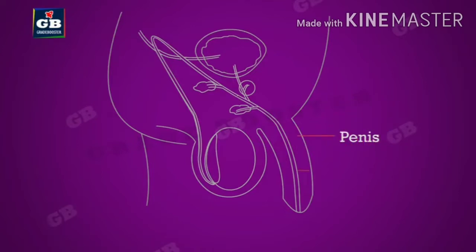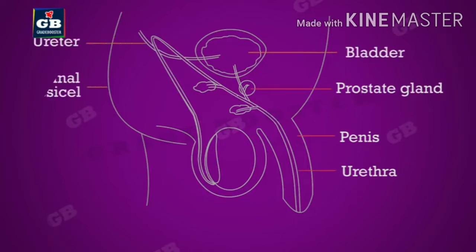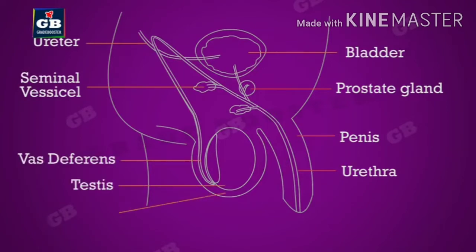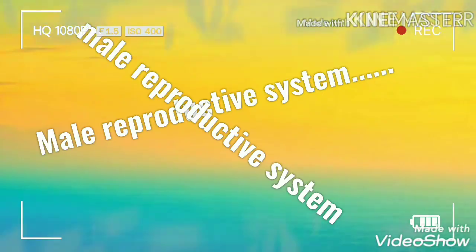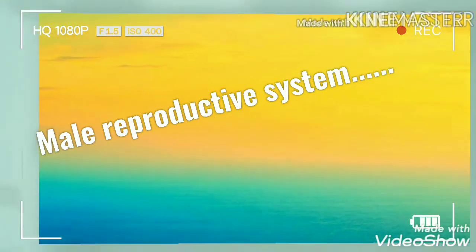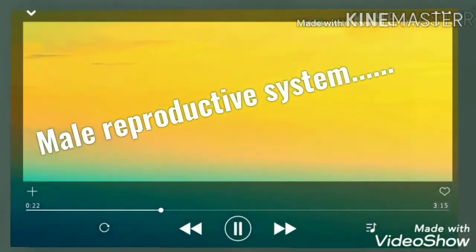Let's label the parts: penis, urethra, prostate gland, bladder, ureter, seminal vesicle, vas deferens, testis and scrotum. I hope it's clear for everybody. Practice it well. Now the overall explanation of the male reproductive system.